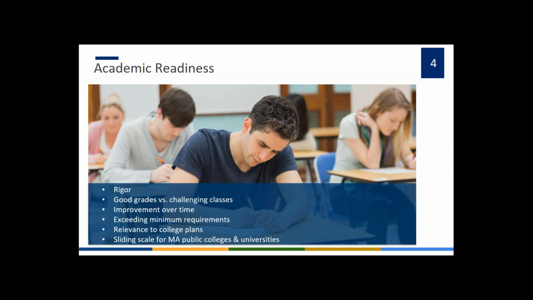Exceeding minimum requirements is very, very helpful. So if students have only taken the classes that they needed to take in order to graduate high school or met the minimum to apply to a certain college, for example, the state system, that's of course not looked upon as favorably as students who have really gone above and beyond. So if a student only needs 3 years of science to graduate but has taken 4, that shows that the student has really challenged himself or herself and gone above those minimum requirements.